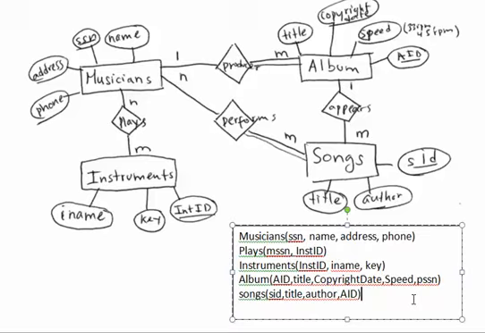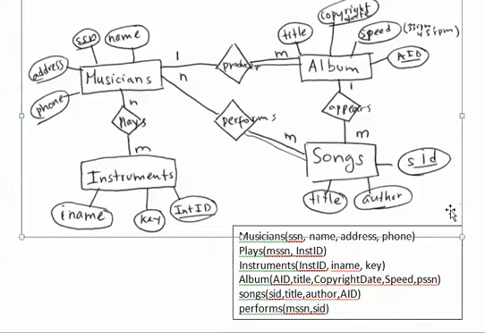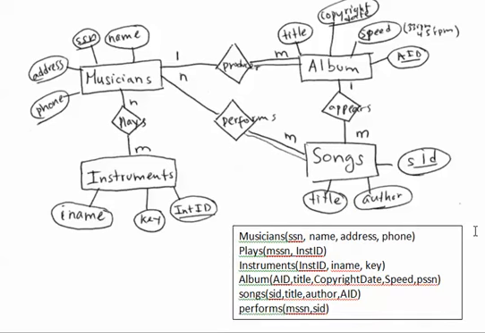And finally we need performs. So for performs, we got the musician social security number and the song ID. These together will be my keys. So we underline that. Okay, so I will stop here, and in the next tutorial I will use these statements to make them SQL statements that we're going to test in Oracle.